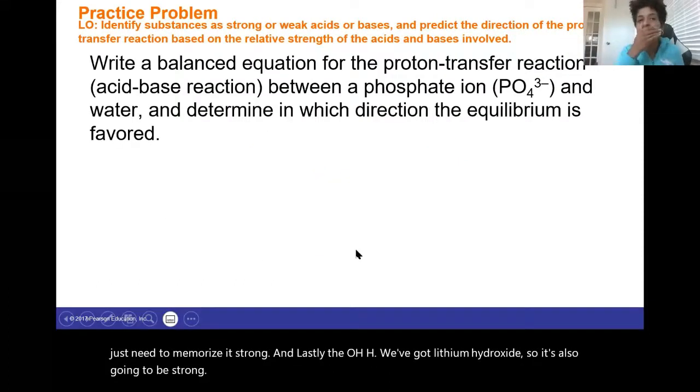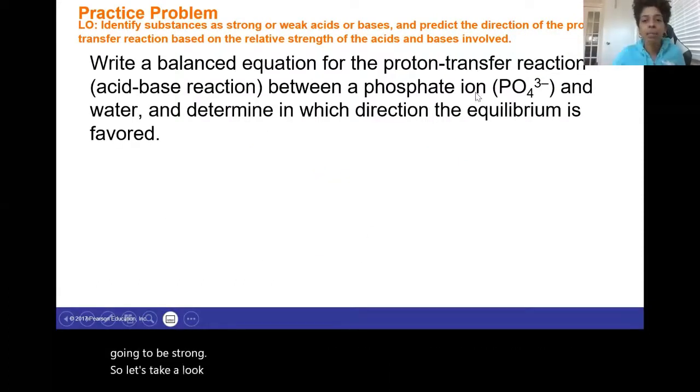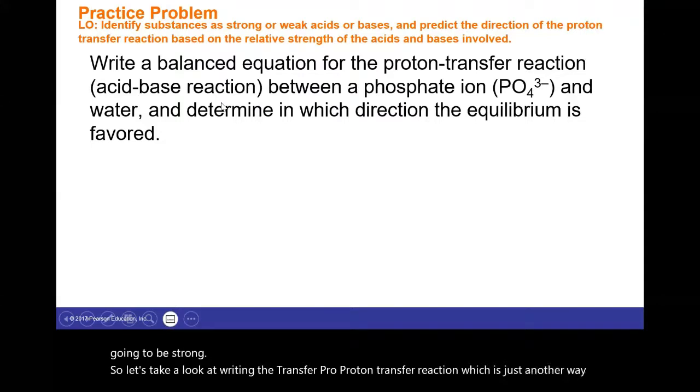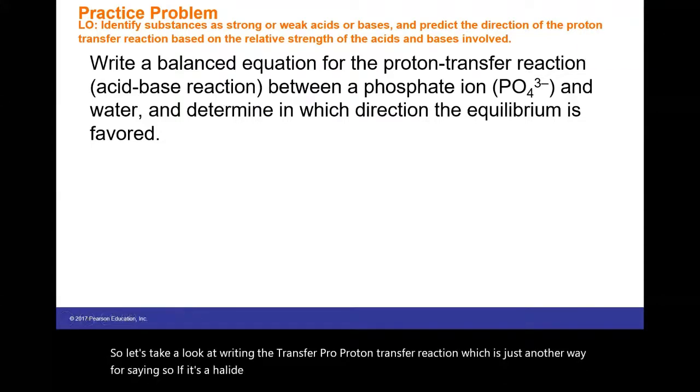So let's take a look at writing the proton transfer reaction. And remember, if it's a halide, it's strong, except for HF.